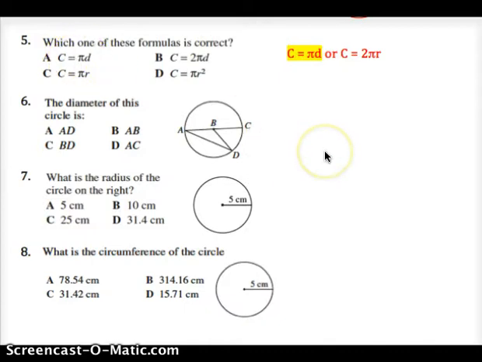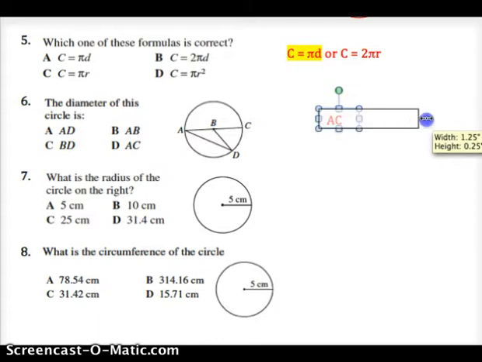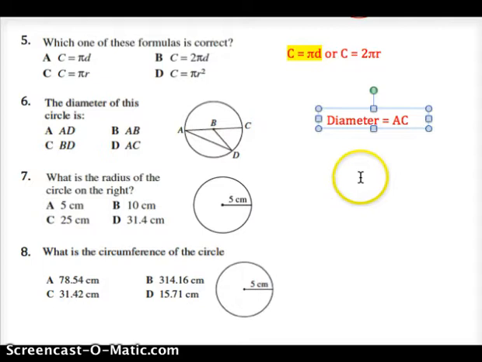In question 6, we are asked, which length is the diameter of this circle. Now, is AD the diameter of the circle? Remember, the diameter has to pass from one side of the circle to the other through the centre. AD is not a diameter. AD is actually what we call a chord. AC is a diameter because it passes from one side of the circle to the other, and it passes through the centre. So AC is actually the diameter of this circle. So I'll just write here that the diameter is equal to AC.